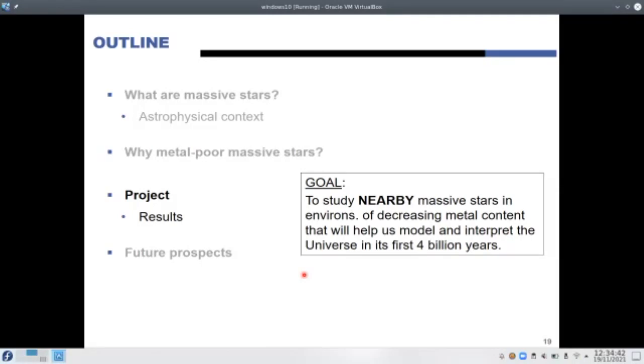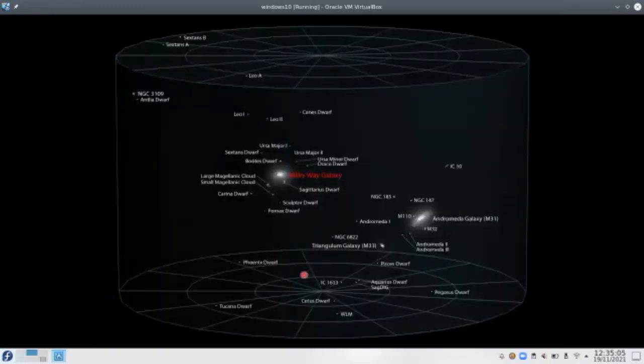So our goal is to study stars in nearby environments that, for whatever reason, are metal deficient. And we want to look for environments that can be used to study these processes that happened in the first 4 billion years of the universe. Where do we find such environments? Well, in the local group. In the local group, there are a number of dwarf irregular galaxies that are very metal poor.